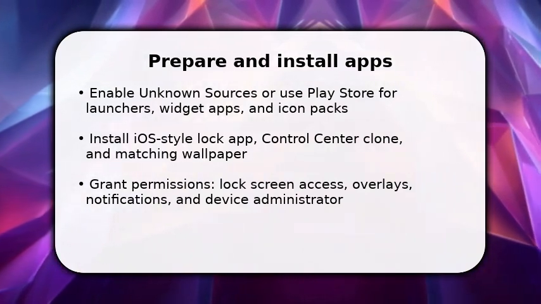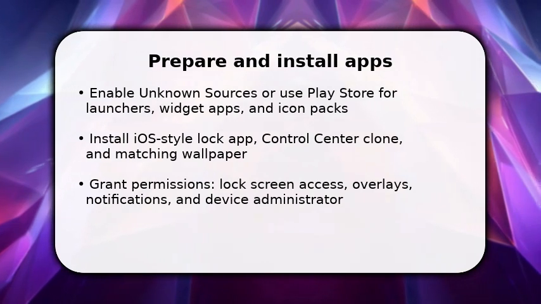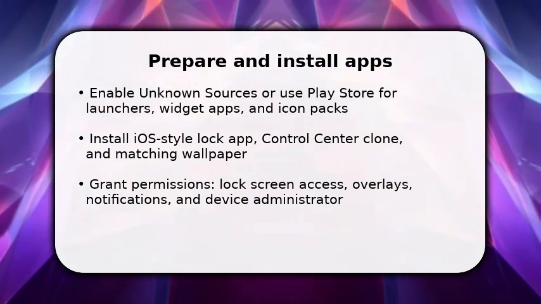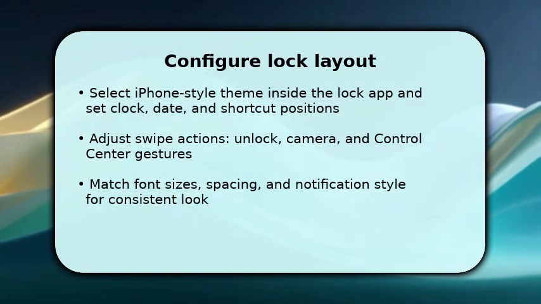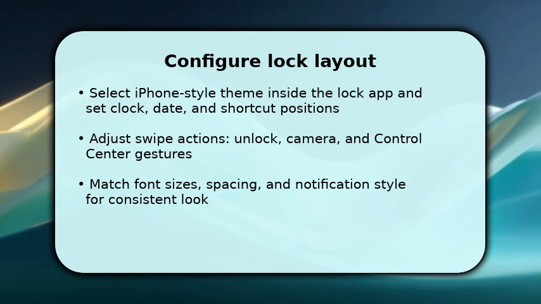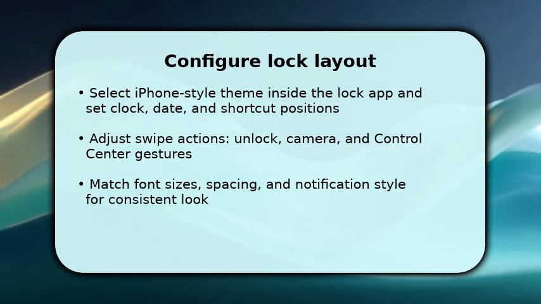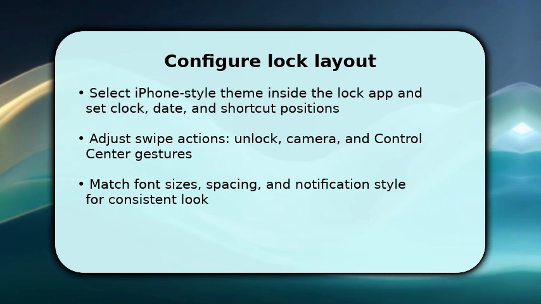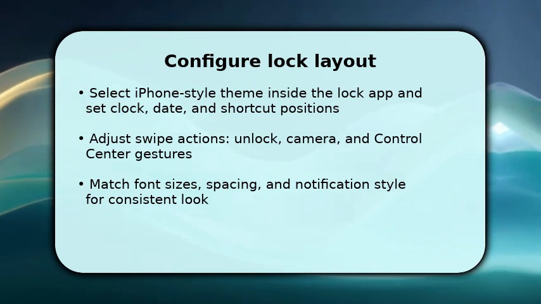Now you're ready to configure the launcher and lock app settings. You now adapt layout and gestures. Inside the lock app, pick the iPhone-style theme, then position the clock, date, and quick shortcuts where iOS places them. Once done, configure swipe actions.